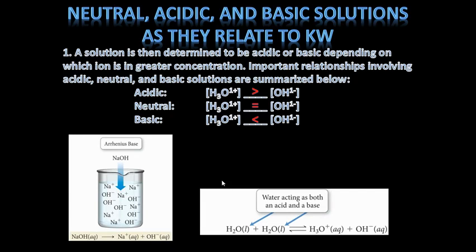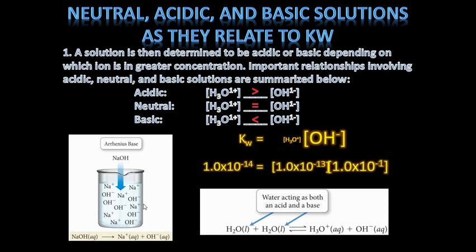Let's take a look at a basic example. Adding a base to a solution is going to increase the concentration of hydroxide ion. Keeping in mind the formula for the equilibrium constant expression for the self-ionization of water, which is on your formula chart, increasing hydroxide ion concentration will decrease hydronium ion concentration, keeping Kw constant. Let's look at an example with some numbers. Bumping up the hydroxide ion concentration to 1 × 10⁻¹ is going to cause a decrease in hydronium ion to 1 × 10⁻¹³. So when you multiply those two concentrations together, you still get 1 × 10⁻¹⁴.